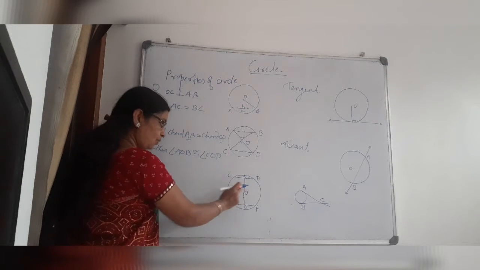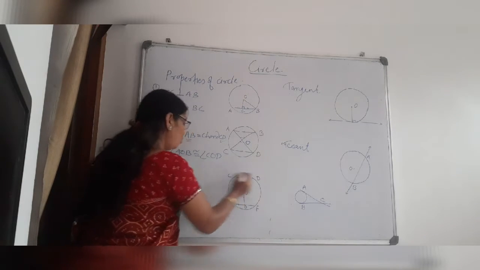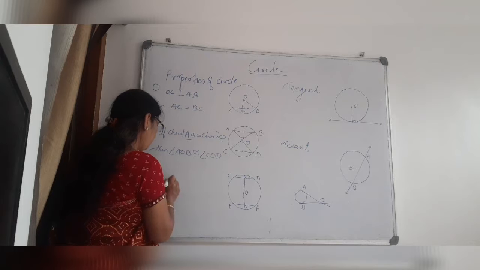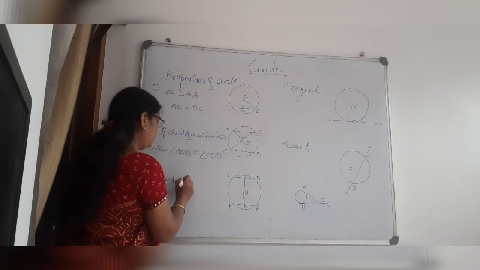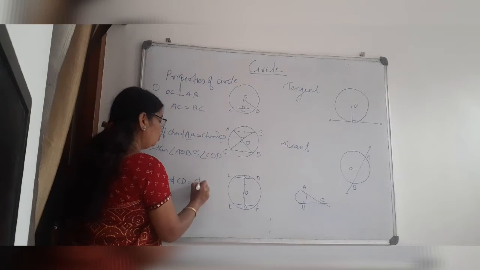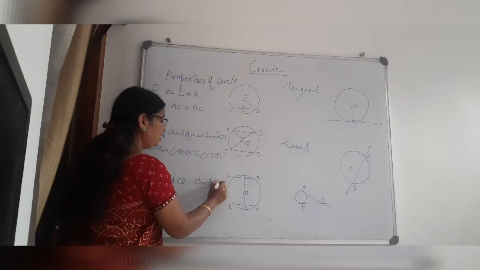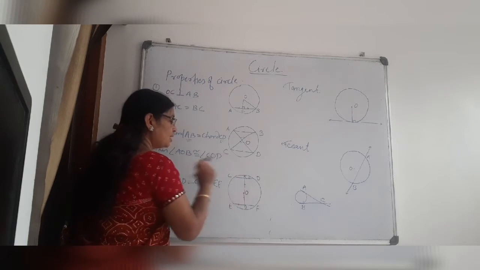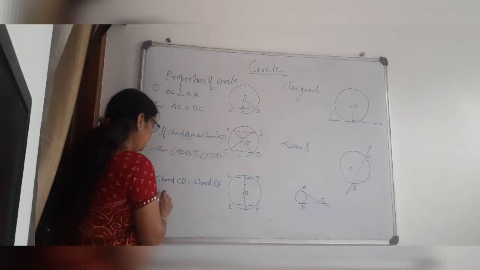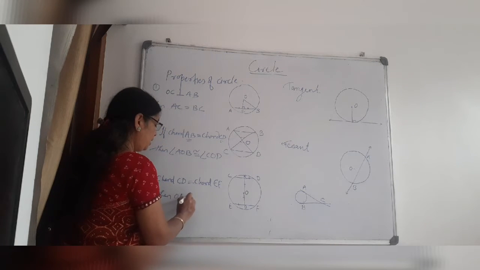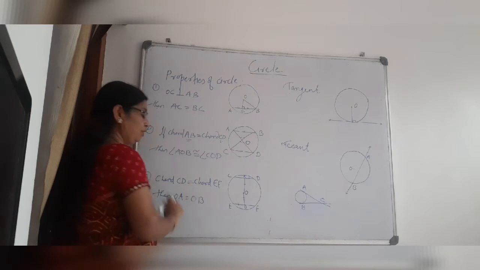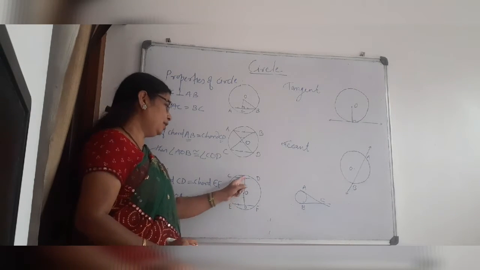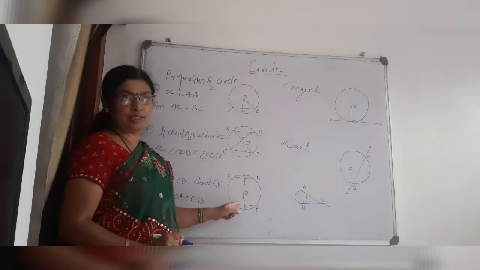What is the third property? If chords are equal, here chord CD is equal to chord EF, then their distances from the center are also equal. Then OA is equal to OB. Congruent chords are equidistant from the center of the circle.